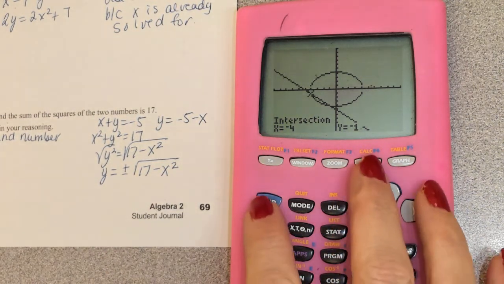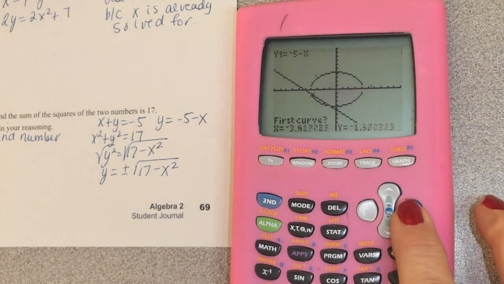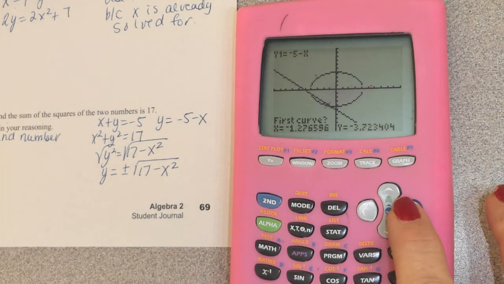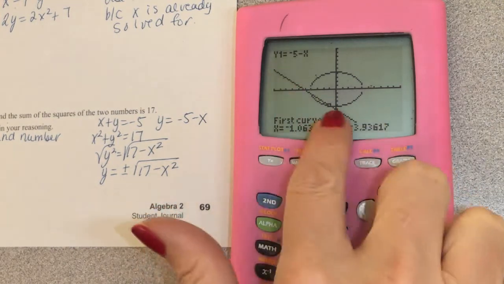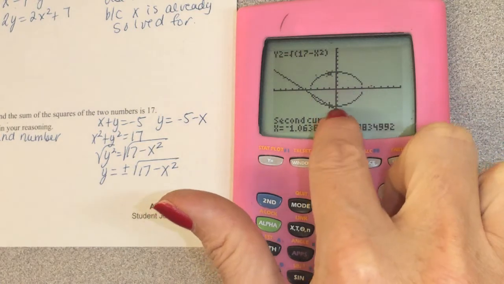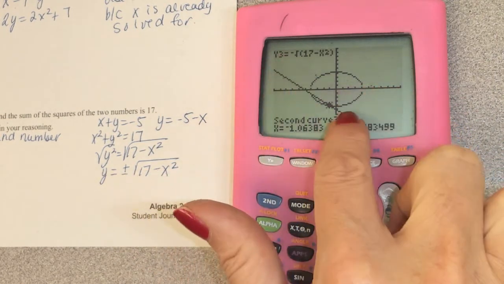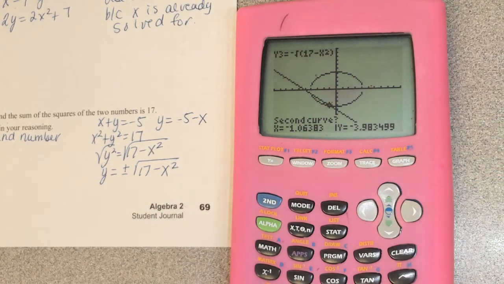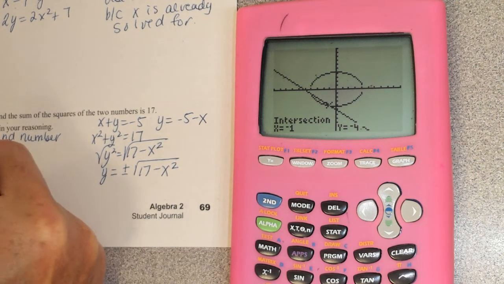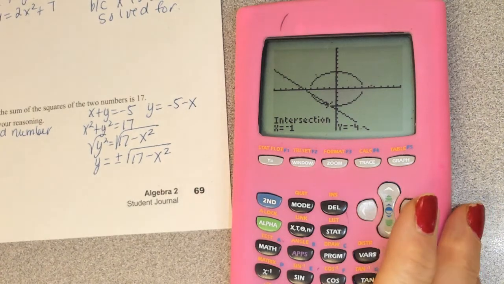Okay, and then my other solution, second trace, calculate, intersect. I have to arrow, get down here close. Is Y1 my first curve? Yes. And now it says is Y2 my second curve? No, it's not. I have to use the Y3. So I arrow down to get to Y3. That's the one I want. So I'm going to push enter again, enter one more time, and -1, -4. So those are going to be my two numbers.